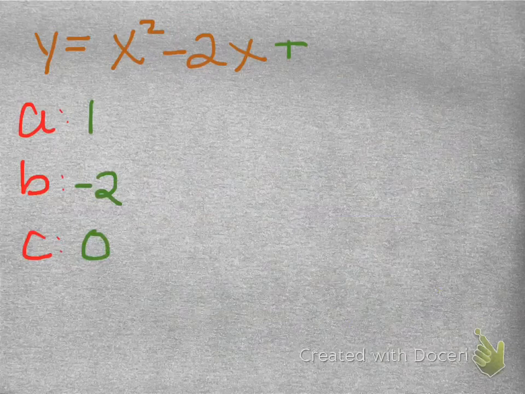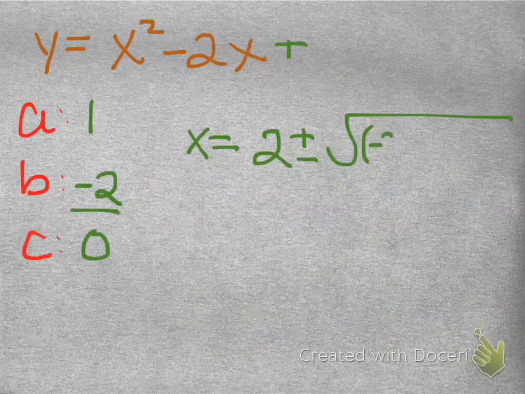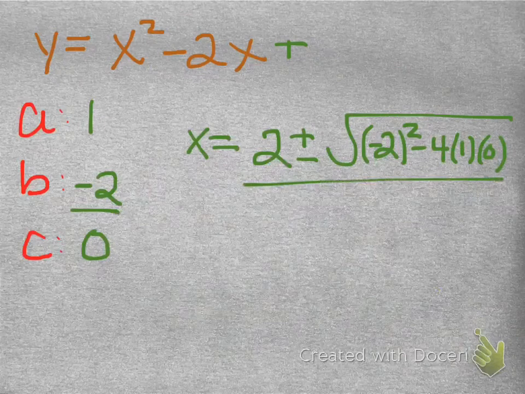So going through the quadratic formula, you're going to have x equals the opposite of b. Well, b is negative 2, so the opposite of negative 2 is just positive 2. Plus or minus the square root of b squared, which is negative 2 squared, which is going to be 4, minus 4 times 1 times 0, all over 2 times a, which is 2.